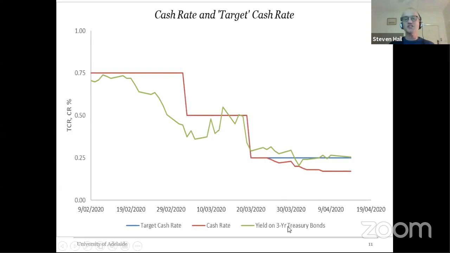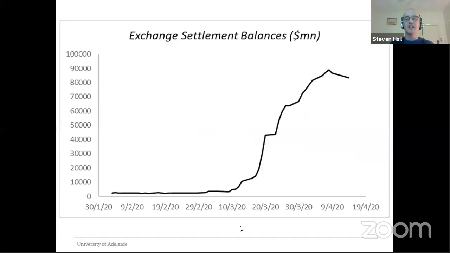But look what's happened to the actual cash rate. The cash rate has been driven below target. Why has it been driven below target? Well, it's been driven below target because it's the interest rate on overnight or 24-hour interbank loans. What are they lending to each other? Exchange settlement account balances. What's happened to the supply of exchange settlement account balances in the system? It's hugely increased.